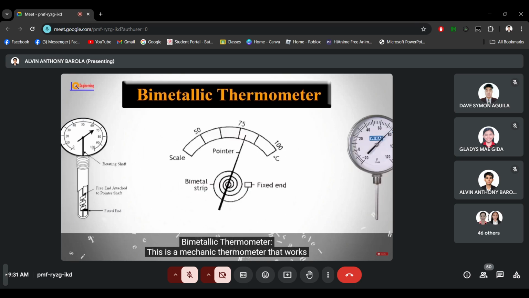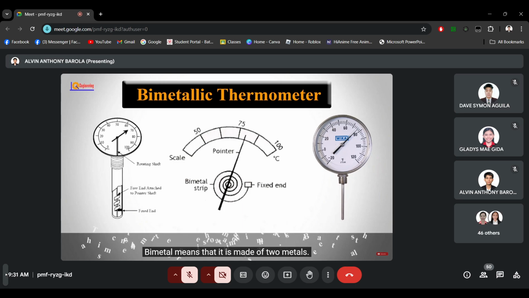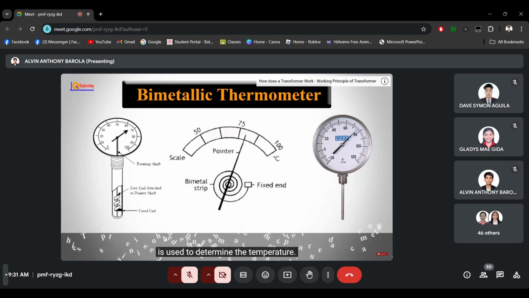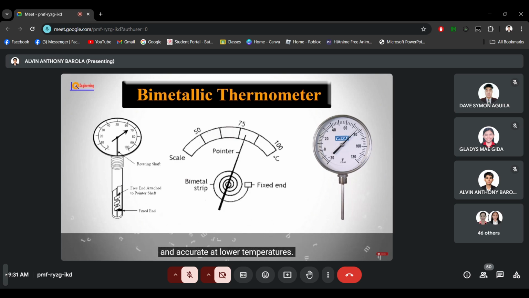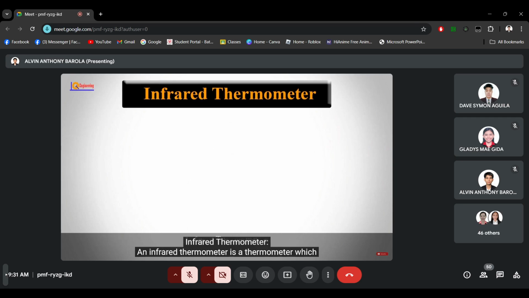Bimetallic thermometer. This is a mechanical thermometer that works with a bimetal strip. Bimetal means that it is made of 2 metals. The strip is sensitive to the change in temperature and it causes mechanical displacement, which is used to determine the temperature. These thermometers are perfect for higher temperatures, as they become less sensitive and accurate at lower temperatures. They can be found in many household appliances like stoves.